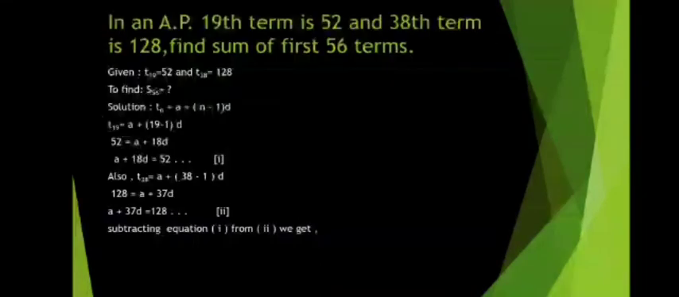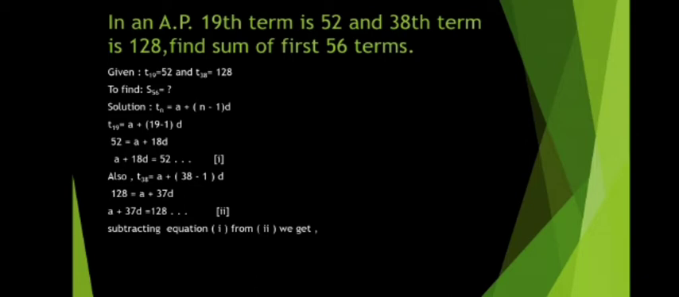15,252. In an AP, 19th term is 52 and the 38th term is 128. So to find the sum of first 56 terms. So what is given over here? We know that the 19th term, that is T19, is 52 and the 38th term, that is T38, is 128. We want to find S56. For finding S56, we require A and D. So by solving T19 and T38, we'll get the value of A and D. Then we can find the value of S56.